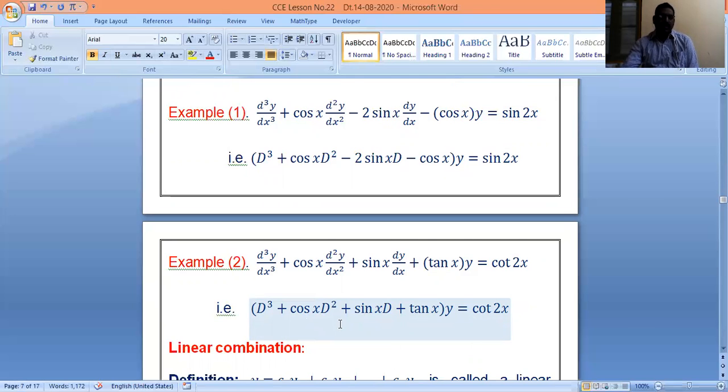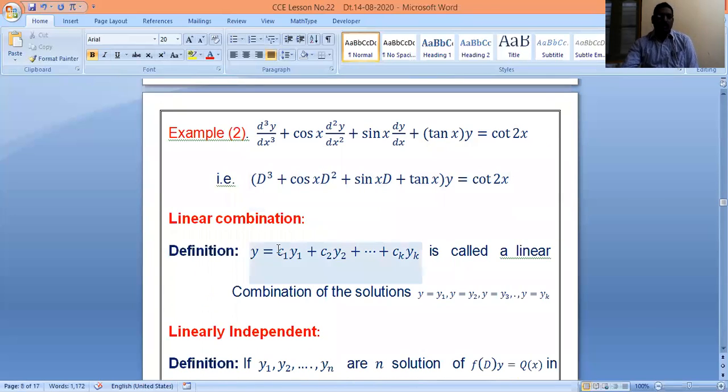Now, what is a linear combination? y is equal to c1 y1 + c2 y2 up to so on ck yk is called a linear combination of the solutions y is equal to y1, y is equal to y2, y is equal to y3, up to so on y is equal to yk, where c1, c2, c3 up to so on ck are constants.